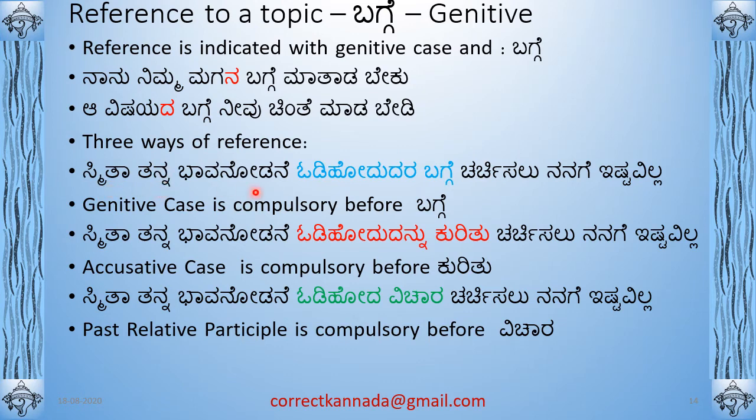Tanna, her. Bhava is like uncle's son or aunt's son. Bhava is a relationship, basically like brother-in-law. Bhavanodane, odane is with. So bhavanodane odi hodudara bagge, meaning the act of running. She ran with her brother-in-law. So this whole topic is added with bagge. About this topic, the topic of Smita running away with her brother-in-law.